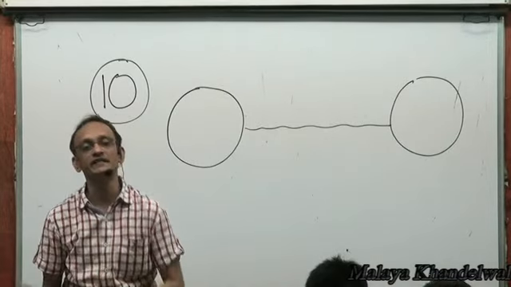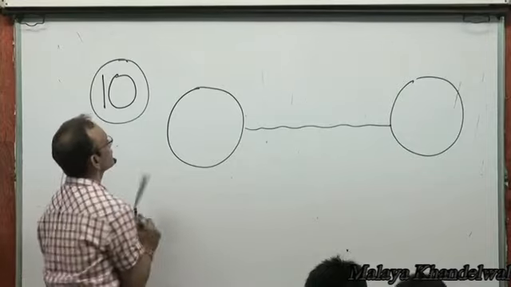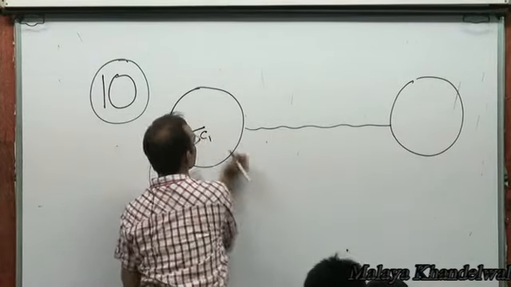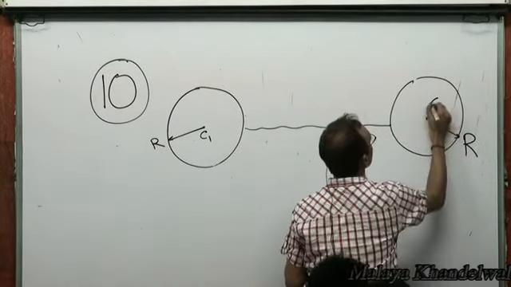Now, the two shells are identical. The two shells are identical means the same radius. That's what it means, right? So, this is radius R, center C1. This shell is also radius R, center C2.